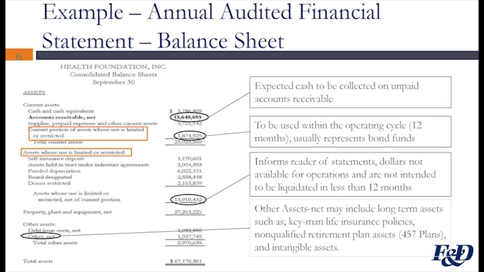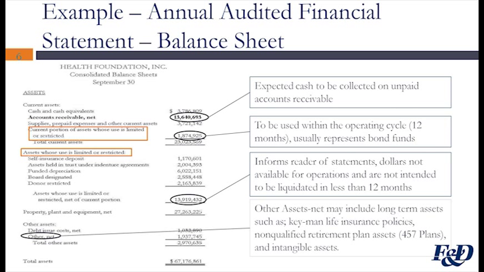Other things that are unique to the healthcare industry, other assets, that can be a conglomerate of information that goes into the other assets. What's typically seen in those on the audited financial statements would be other long-term assets like key man life insurance policies, non-qualified retirement plan assets, things like a 457 plan, and intangible assets.